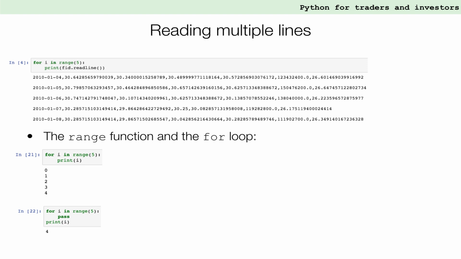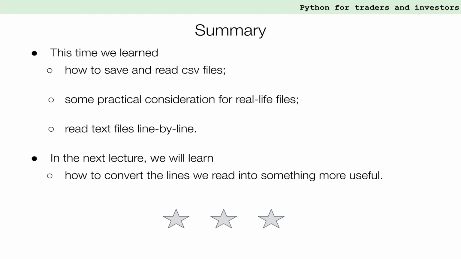After completion of the loop, this block of code prints the last value of i, which is 4, after running the loop 5 times. Well done! We learned how to save and read CSV files, how to use a for loop, and how to read a text file line by line. In the next video, we show you how to convert lines of comma-separated text into something more useful.